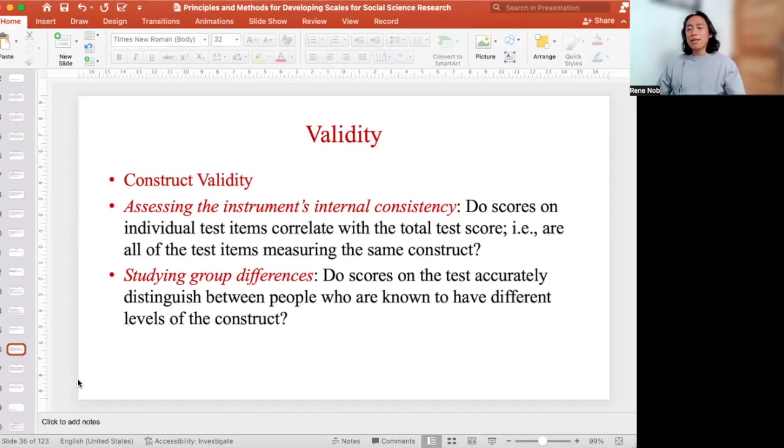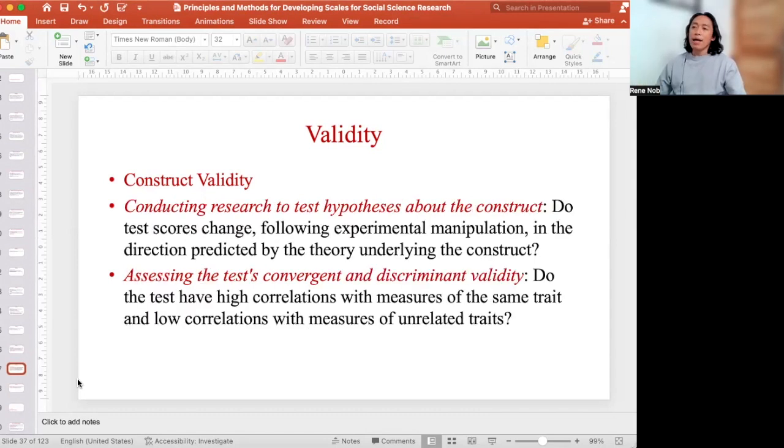Conversely, if the trait that we develop a scale for is supposed to be stronger among males, then when we measure them in males and females, we should expect that males would significantly score higher on that scale compared to females. Yet another way of establishing construct validity is by conducting research to test hypotheses about the construct.